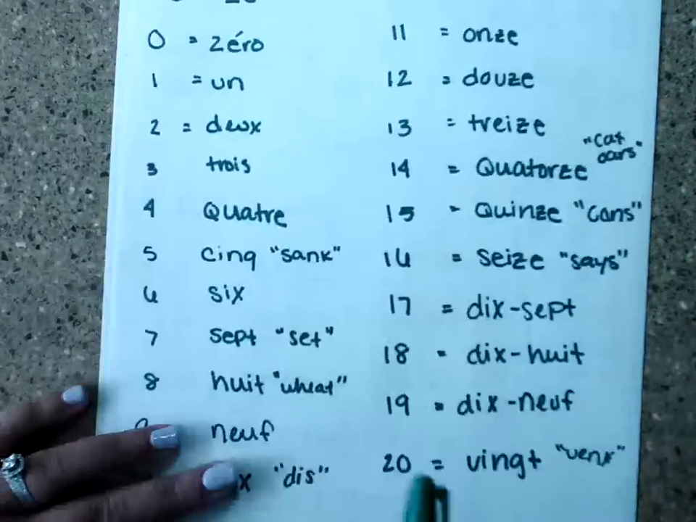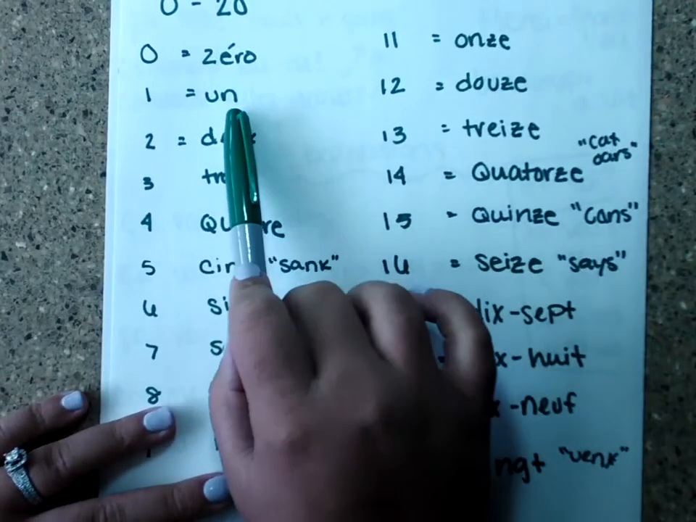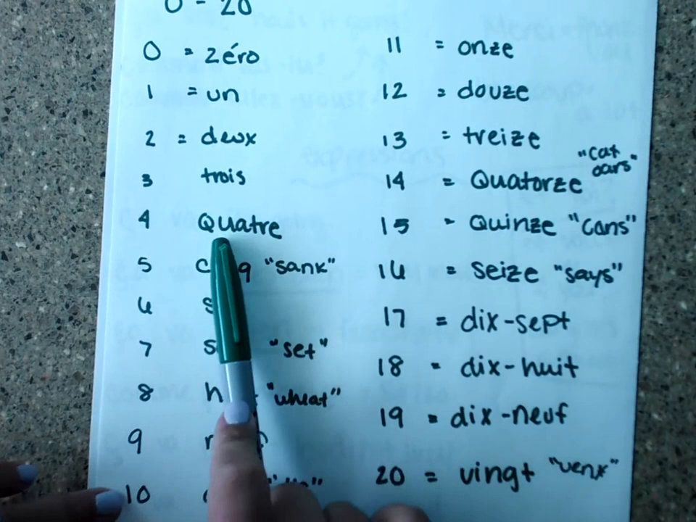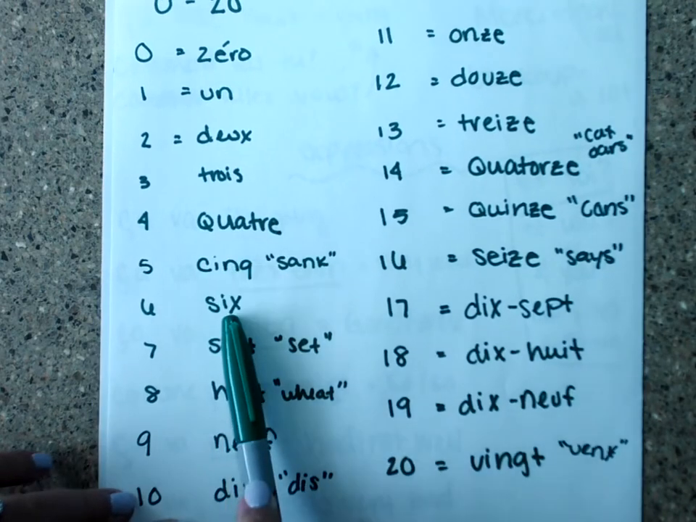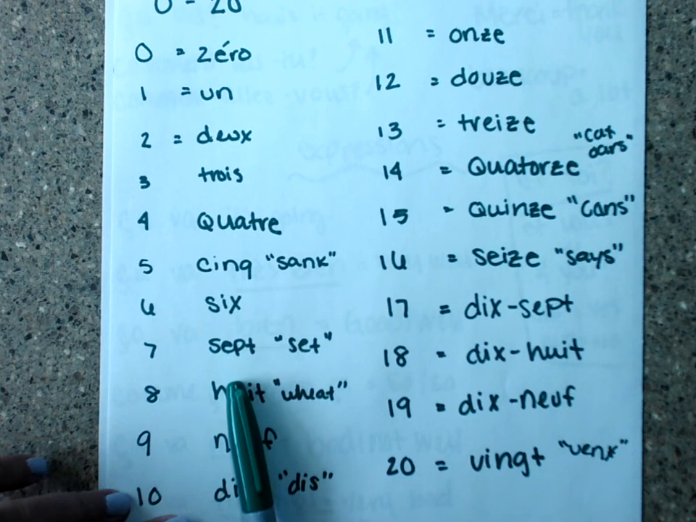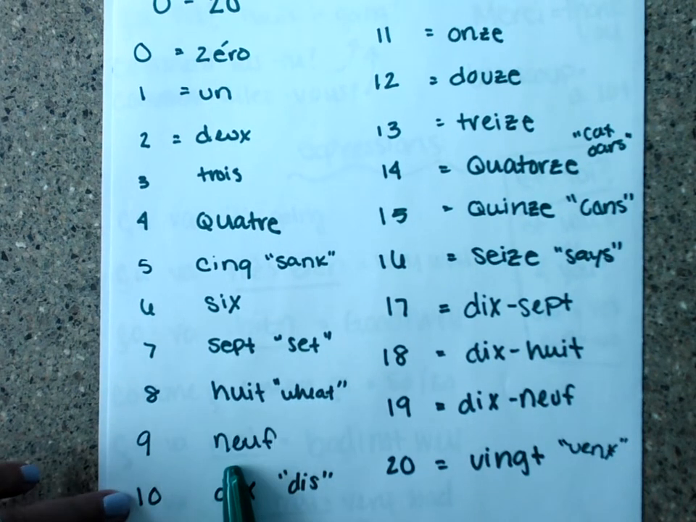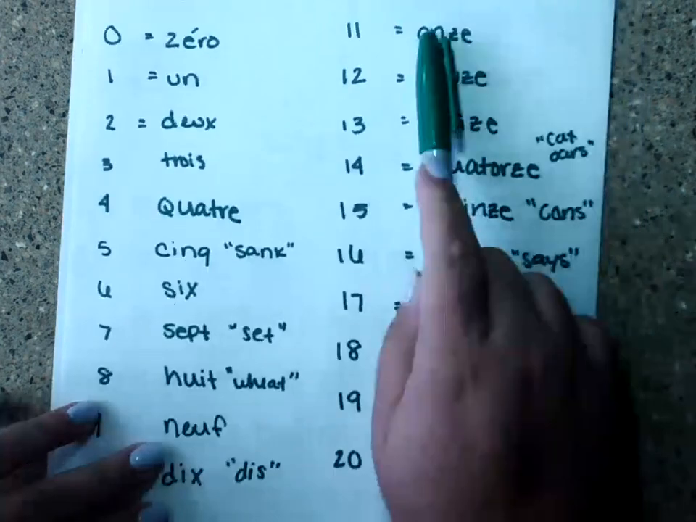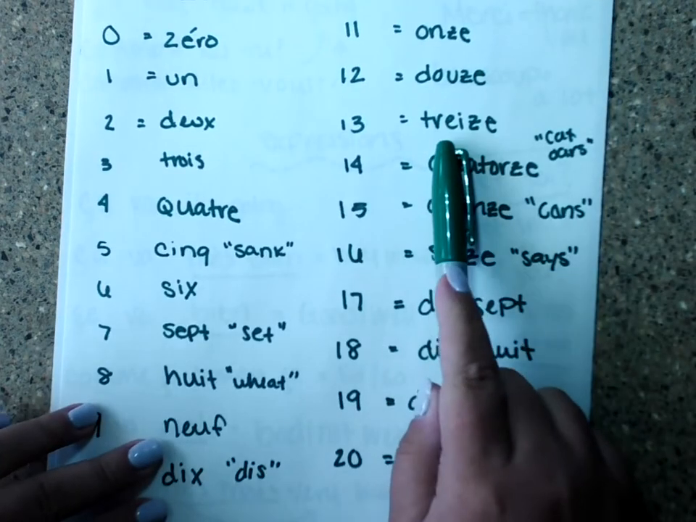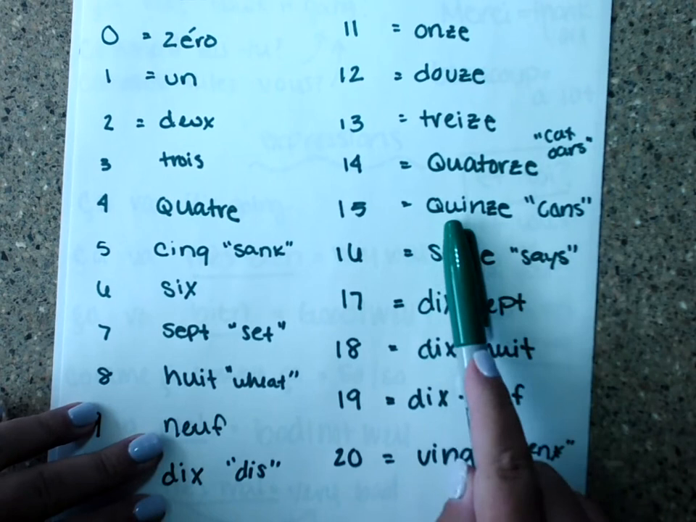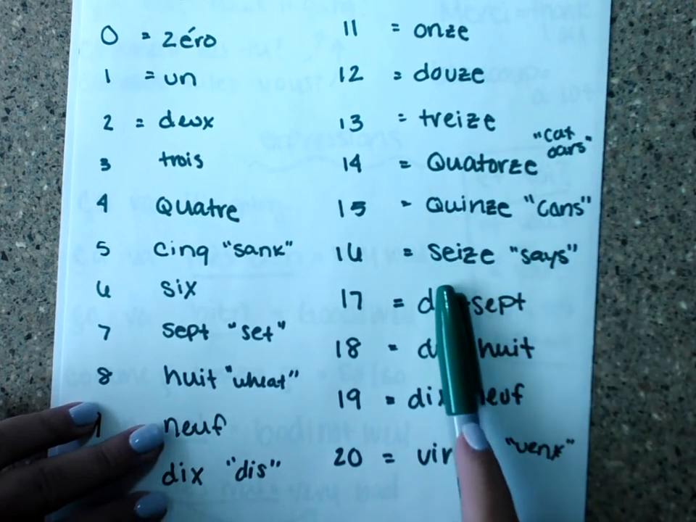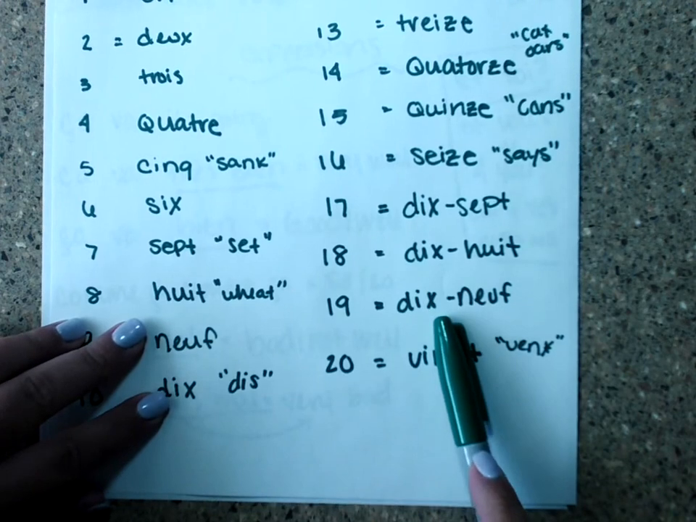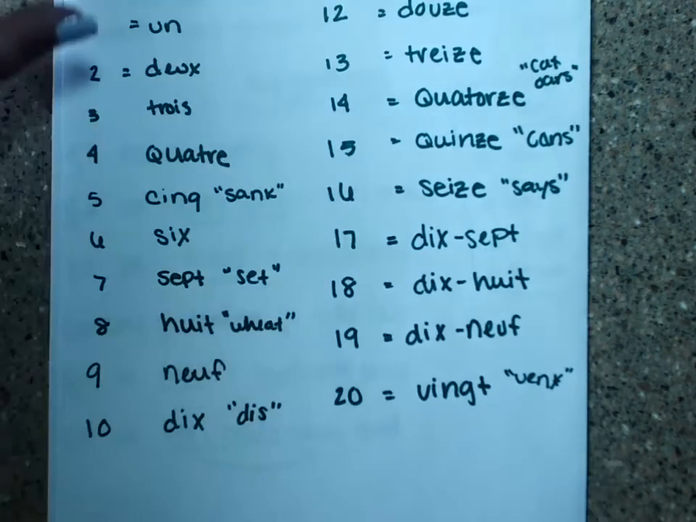To say numbers, we have 0, 1, 2, 3, 4, 5, 6, 7, 8, 9, 10, 11, 12, 13, 14, 15, 16, 17, 18, 19, 20.